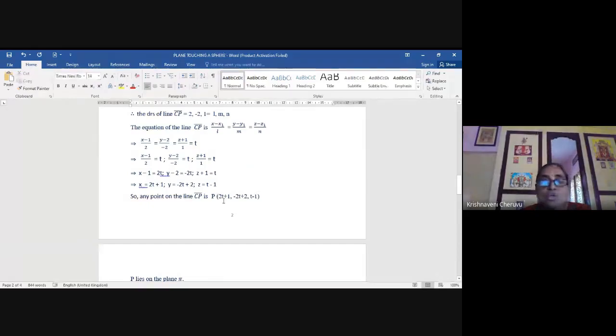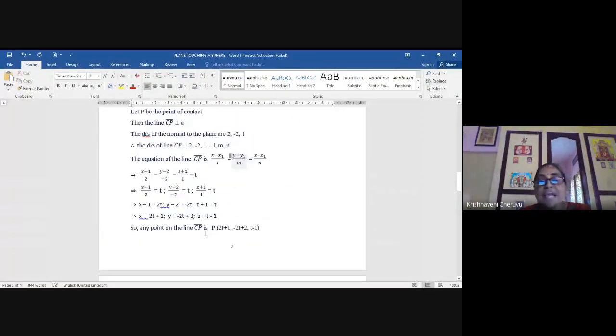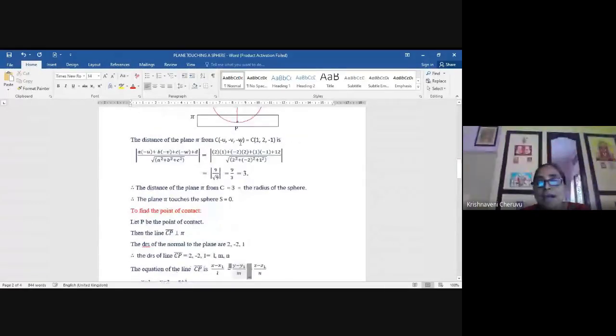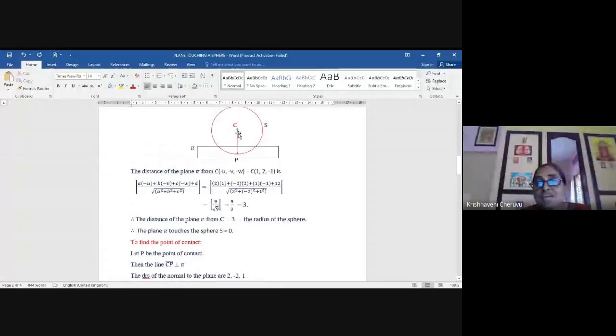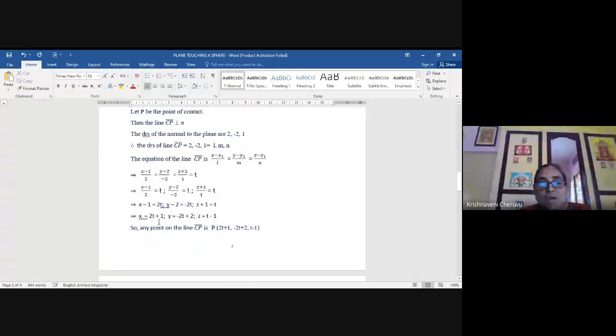So now you are able to get any point on the line CP, namely P. You are going to find out the point P, no? And what is this point P? This is a point on the line CP. So that's why I found out the equation of the line joining CP. And then I took any point on the line, which means I got that point P as (2t plus 1, minus 2t plus 2, t minus 1). Now your aim is to find out P, no?